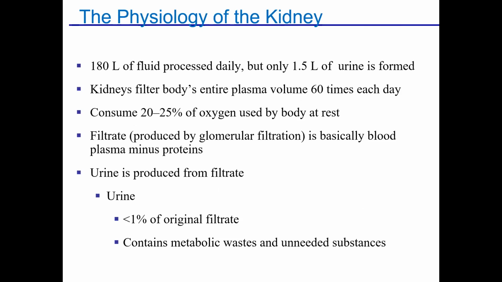So here's some numbers. 180 liters, that's how much fluid, how much blood and plasma, the whole blood, is run through the kidneys on a daily basis, 180 liters. We only produce 1.5 liters of urine. Because when we get into fluid and electrolytes, you're going to see that the total amount of fluid that we lose on a daily basis is only 2.5 liters, and we recover that on a daily basis too. The kidneys filter our blood 60 times a day.